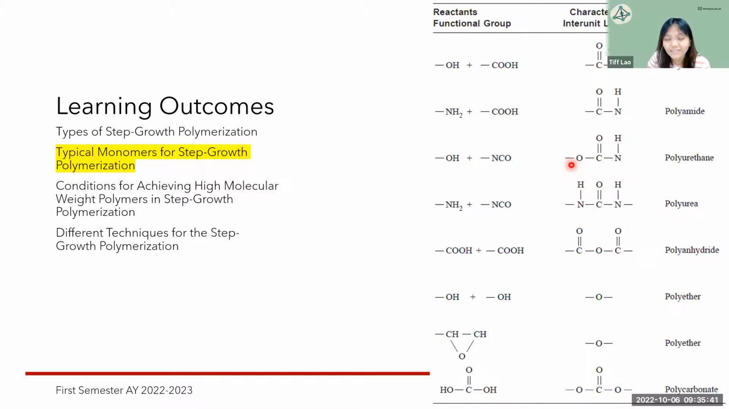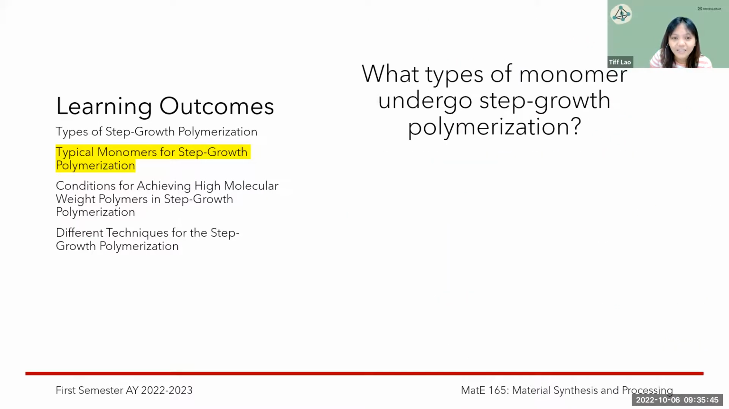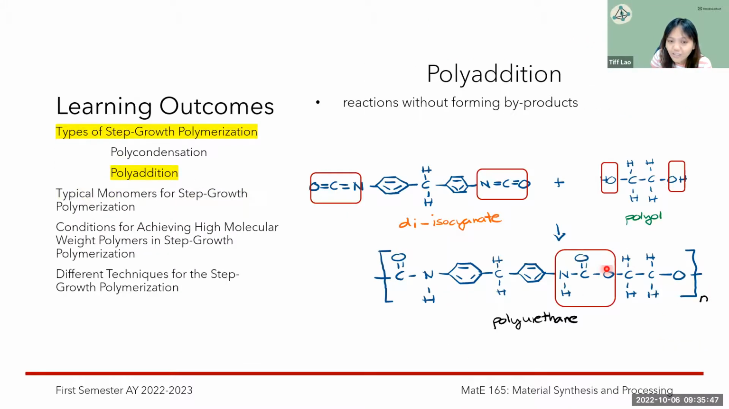Nakalimutan ko pala. Itong characteristic interunit linkage, ito yon. Yung characteristic interunit linkage, that's the middle part ng repeating unit mo, kung saan nag-link yung dalawang structural units mo. Okay? Gets ba yun? Klaro ba?